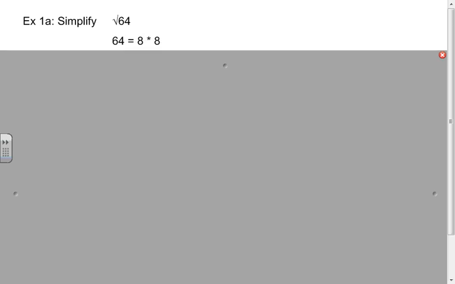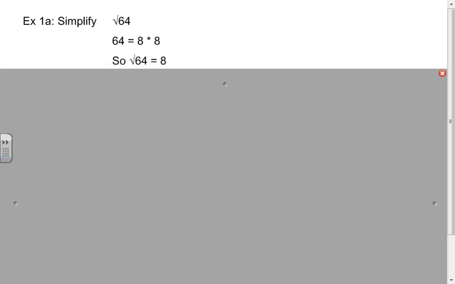Example 1a. Simplify, remember simplify means get one value or one answer. Simplify the square root of 64. Well, what do I need in order to get 64 when I multiply? When I multiply, I find out that 64 is 8 times 8. So the square root of 64 is one of those 8s. Not both of them, just one of them.